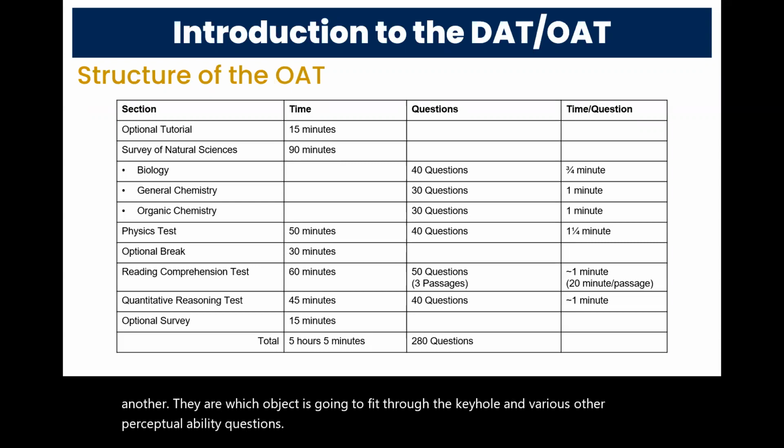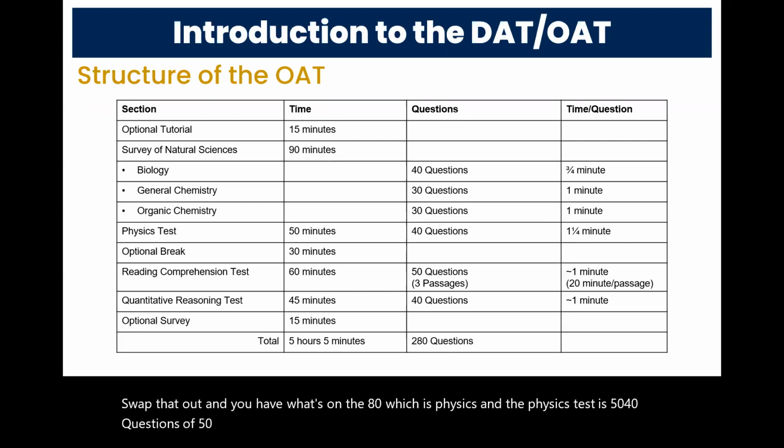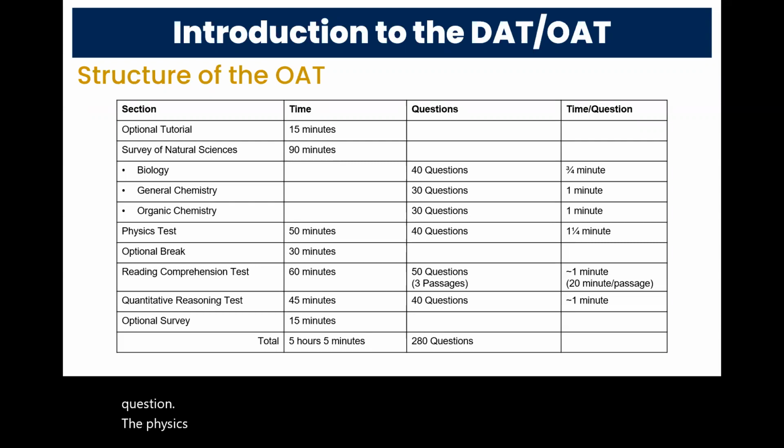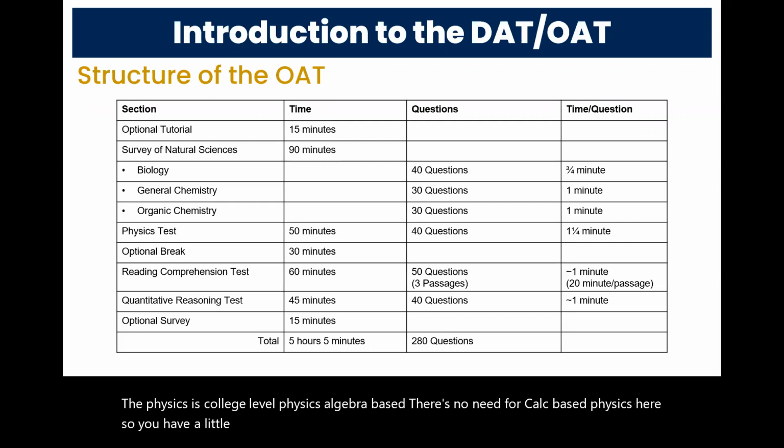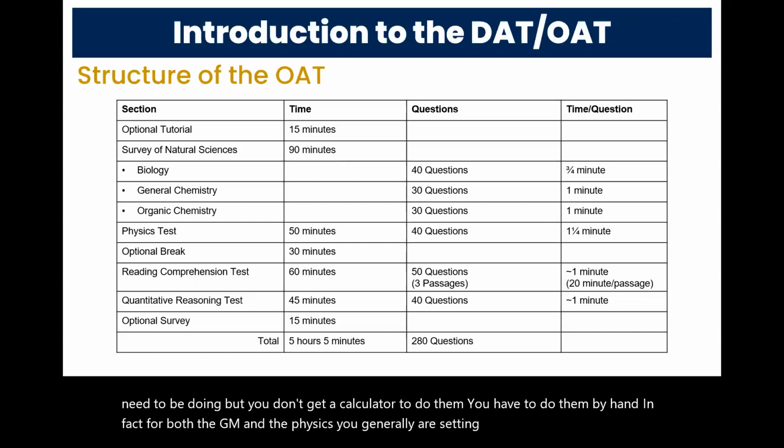Swap that out and you have what's on the OAT, which is physics. And the physics test is 40 questions in 50 minutes, which means you have 1.25 minutes to answer every question. The physics is college level physics, algebra based. There's no need for calc based physics here. So you have a little bit longer in every question because you have some calculations you need to be doing, but you don't get a calculator to do them. You have to do them by hand. In fact, for both the GChem and the physics, you generally are setting up math. You're probably not actually calculating it out in the questions.